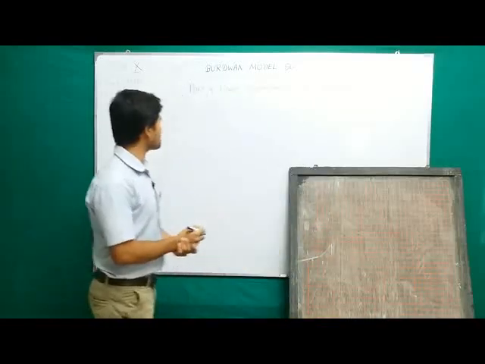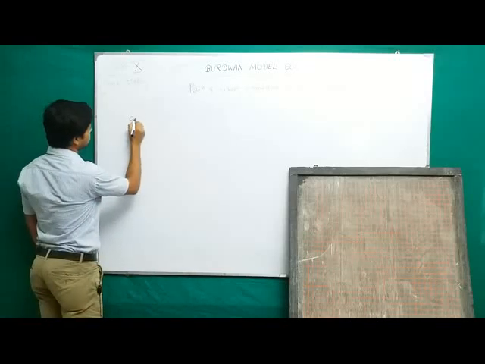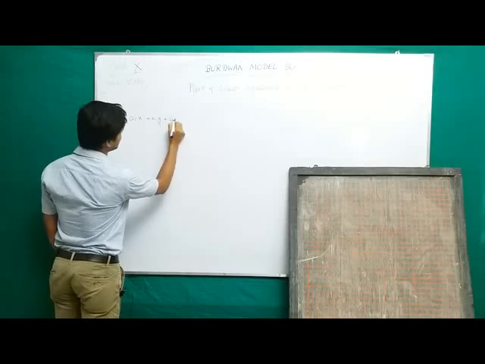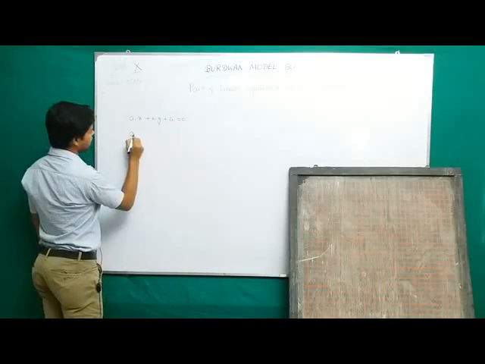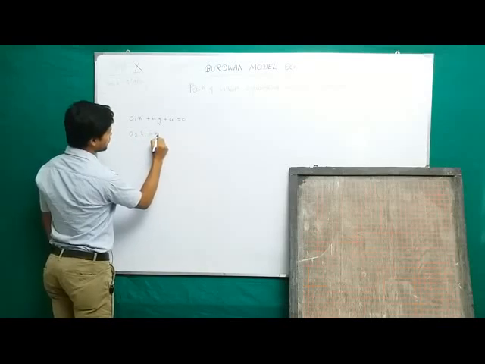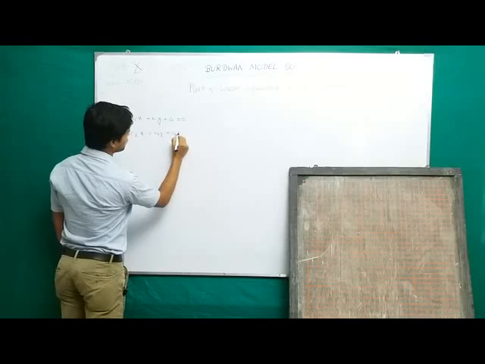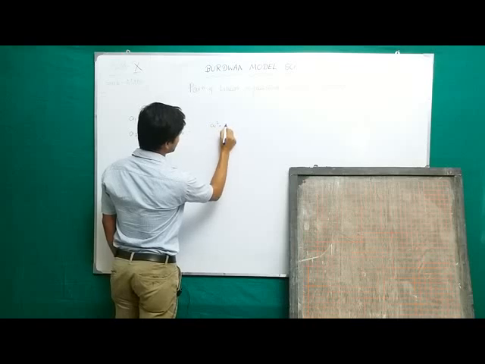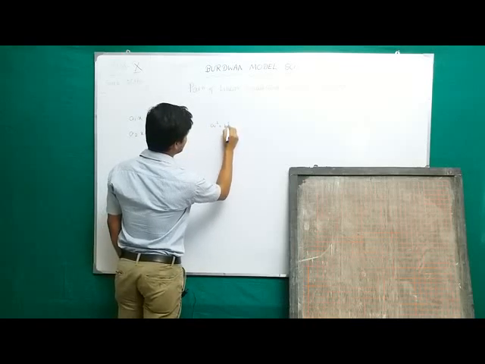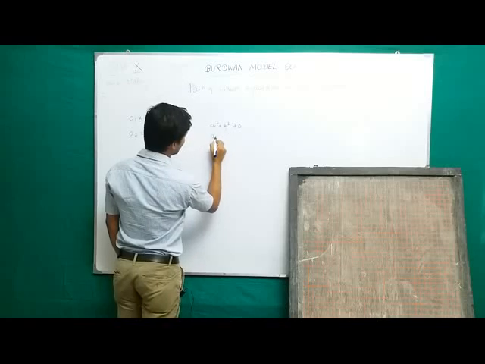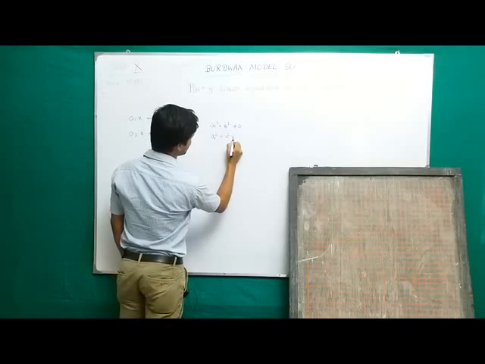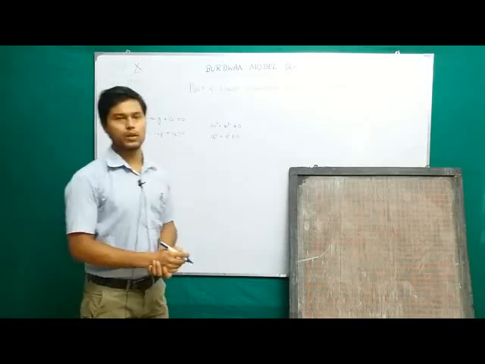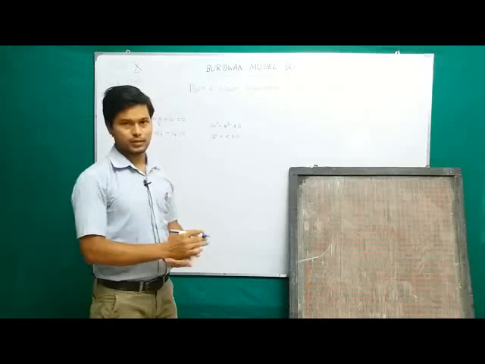So let us consider a pair of linear equations like a1x plus b1y plus c1 is equal to 0 and a2x plus b2y plus c2 is equal to 0, where a1 square plus b1 square is not equal to 0 and a2 square plus b2 square is not equal to 0, and a1, b1, c1, a2, b2, c2 are any numbers.